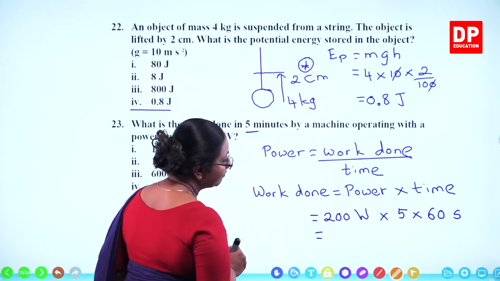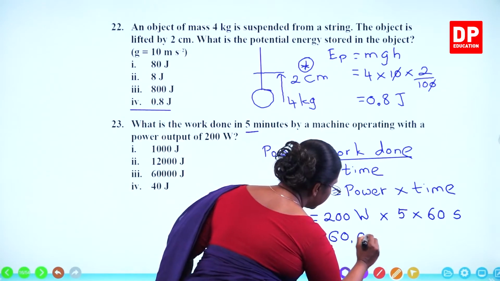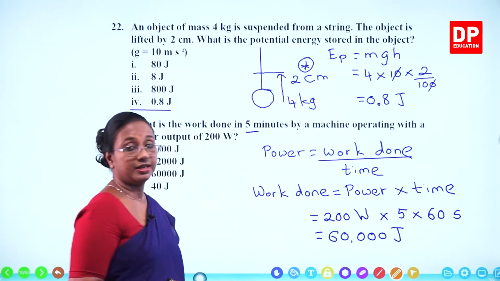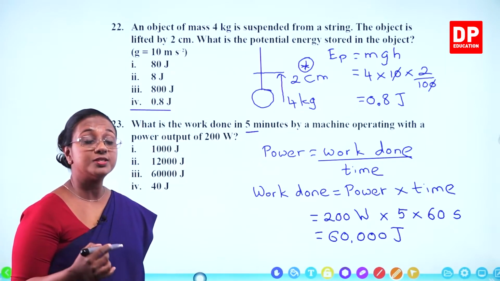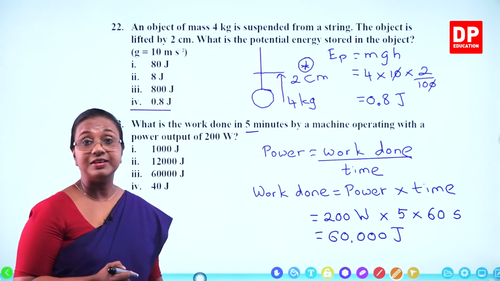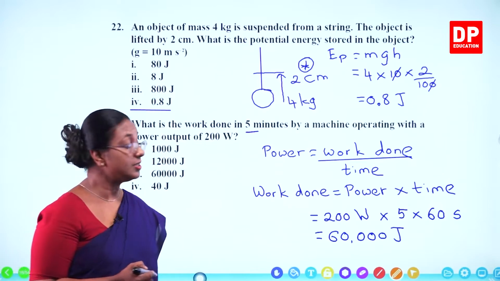200 into 5, 1000. 1000 into 60, 60,000 joules. Watts into second is joules. You can remember watts is joules per second. So watts into seconds, the answer will be in joules. So the work done is 60,000 joules.